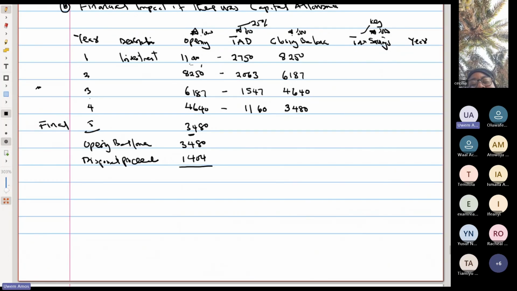1404. Now, because we sold the asset for less than the opening balance, we're making a loss. We sold the asset for 1404. The current tax written down value of the asset is 3480. So because of that, we're making a loss, and when we make a loss, we incur what is called a balancing allowance.